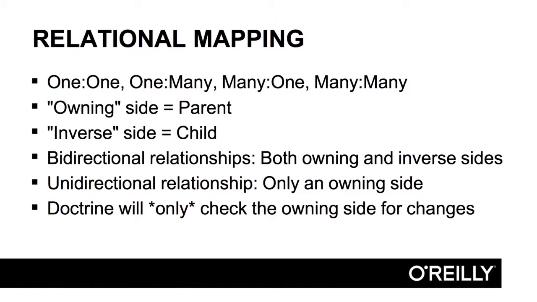When you have a bidirectional relationship, you can have both owning and inverse, whereas with a unidirectional relationship, you only need to specify the relationship on one entity and not on the other. Notice that Doctrine will only check the parent or owning side if changes are to be made.